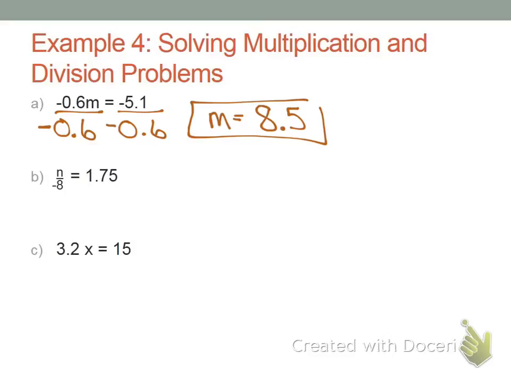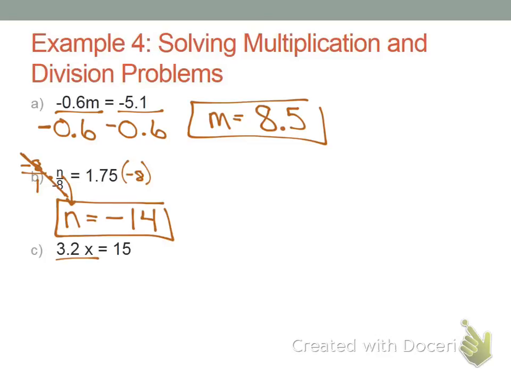Okay, so what do you do to both sides? You need to multiply by -8. Whatever number is in the denominator underneath the variable, I multiply by its reciprocal. I flip it, put it over 1 to get the variable by itself. Multiply the other side by -8 and I get my answer.